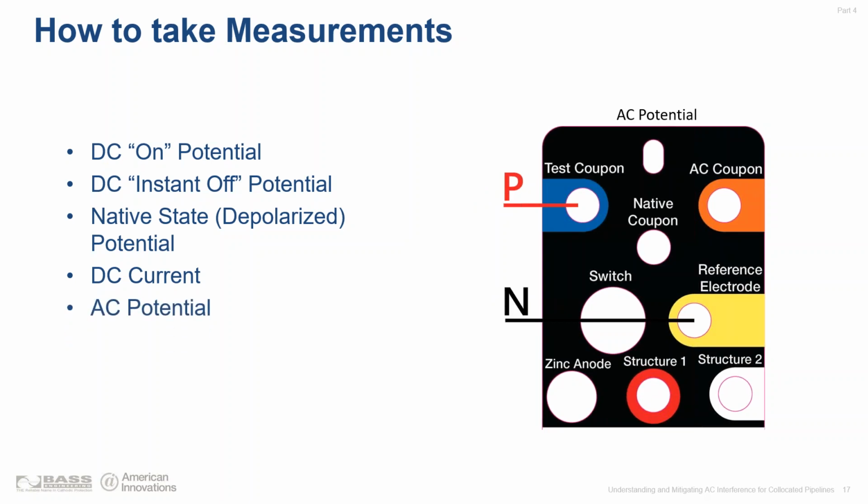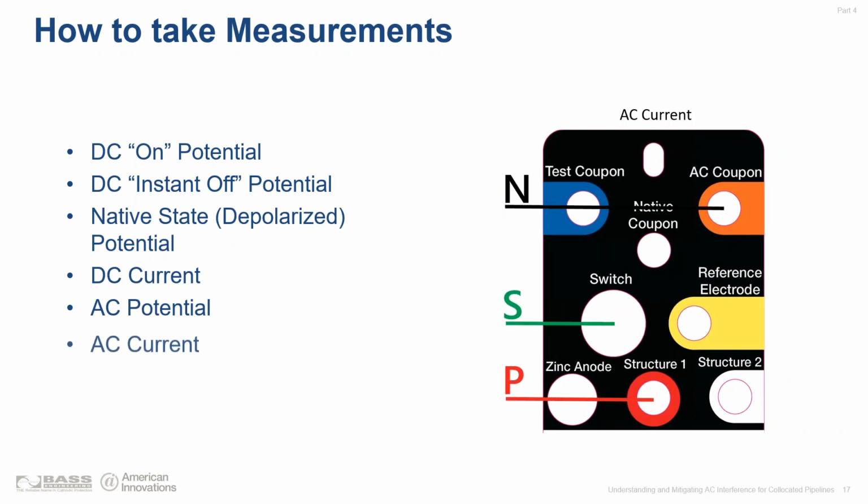For your AC potential, you're going to switch your multimeter to do your AC measurements, your AC volts, have your positive lead on the test coupon, negative lead on the reference electrode, capture that measurement. AC current, again, milliamps AC, have your positive lead on the structure, negative lead on the AC coupon, toggle that switch, and capture that measurement. Going from your AC current to your AC current density, again, is going to depend on your coupon. If you're using the 1 centimeter squared coupon, you'll multiply that AC current value that you have by 1,000 to get to the amps per meter squared.